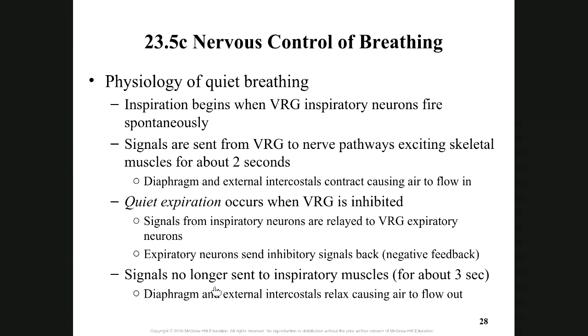Expiratory neurons send inhibitory signals back, which is the negative feedback loop. And signals are no longer sent to inspiratory muscles for about 3 seconds. The diaphragm and external intercostals relax and they cause the air to go out. And this is the meaning of the passive process which we have for expiration.